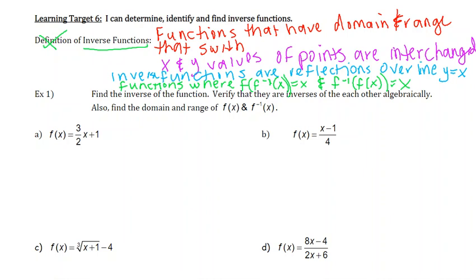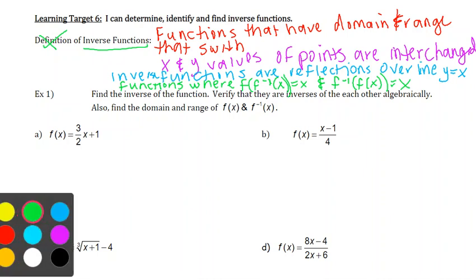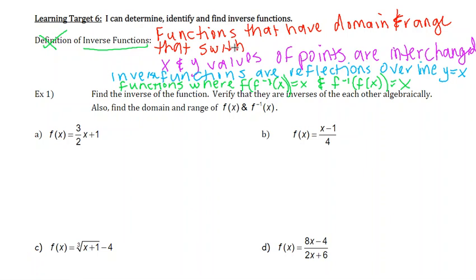So inverse functions are functions that have the domain and range switched. The x and the y values of the points are interchanged. If you look at these graphically, the inverse functions are reflections over the line y equals x. And the last thing that is true is that when you compose a function with its inverse and you simplify it, you get x. So that's where f of f inverse of x equals x, and vice versa is also true. Those are things that are true about functions.